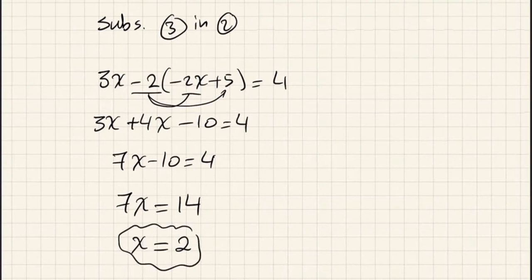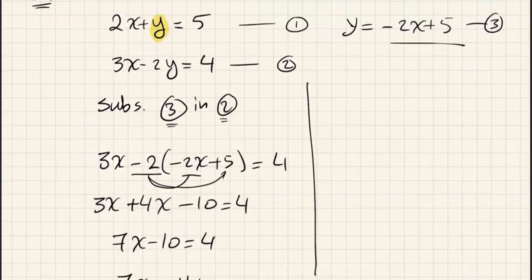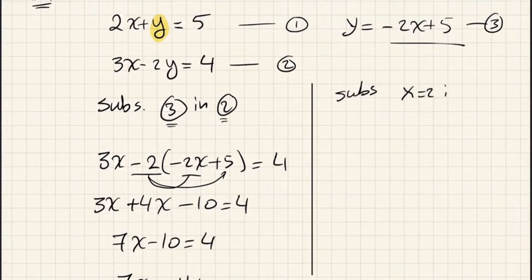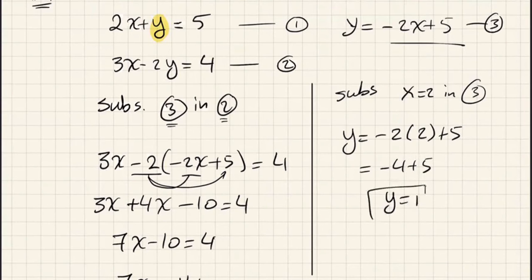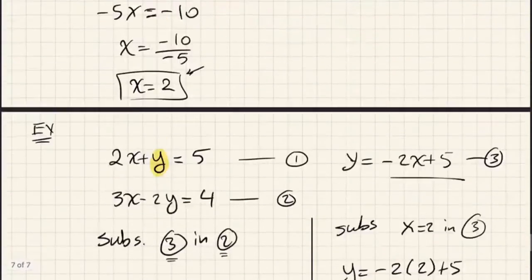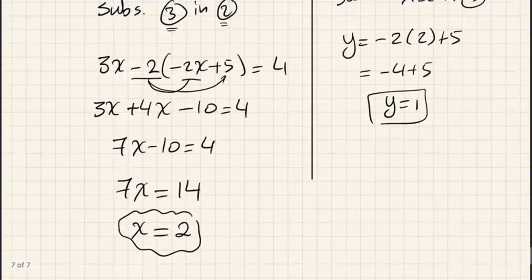Okay, I got x equals 2 from substituting 3 in 2. Now to get y, what do I have to do? Just go directly to 3. Don't go to any other equation. Substitute x equals 2 in 3. So y equals negative 2 times 2 plus 5, so equals negative 4 plus 5. So y equals 1. By chance, it is the same solution as the other one. Let us go and do one more example.